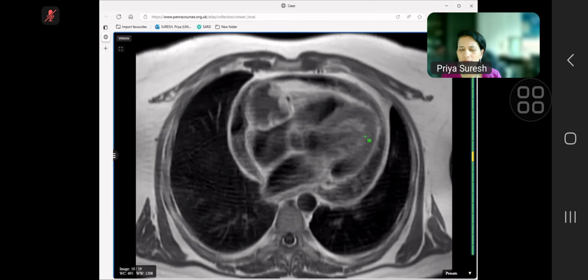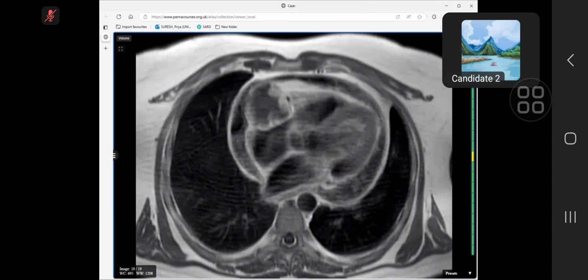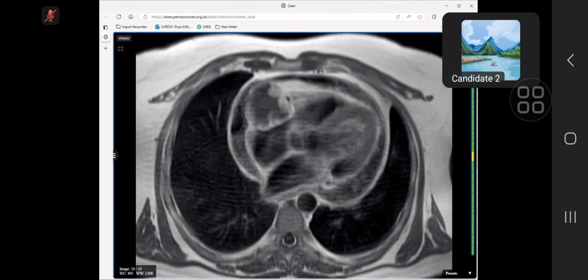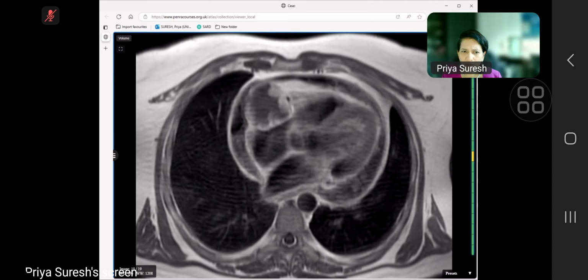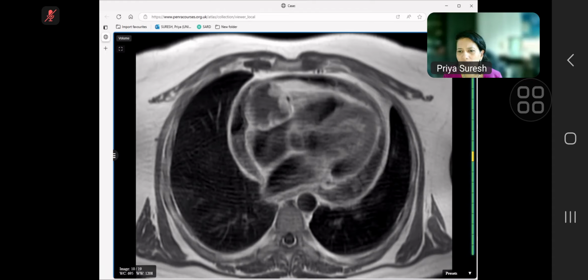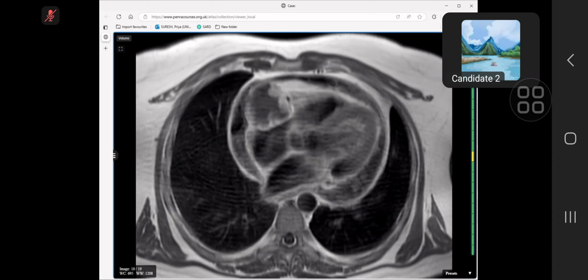What's your diagnosis? Ma'am, my diagnosis is that it is an enhancing soft tissue density mass lesion along the right atrial wall, and there is a secondary involvement of the cardiac chamber, which is resulting in significant secondary constrictive type of changes. It is all resulting in constrictive cardiomyopathy.